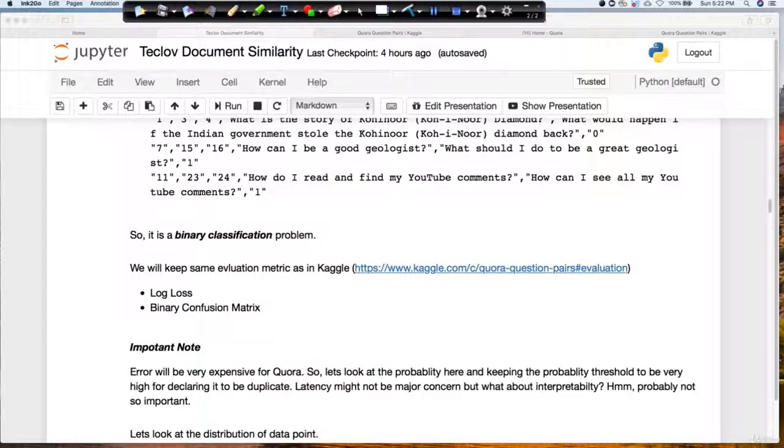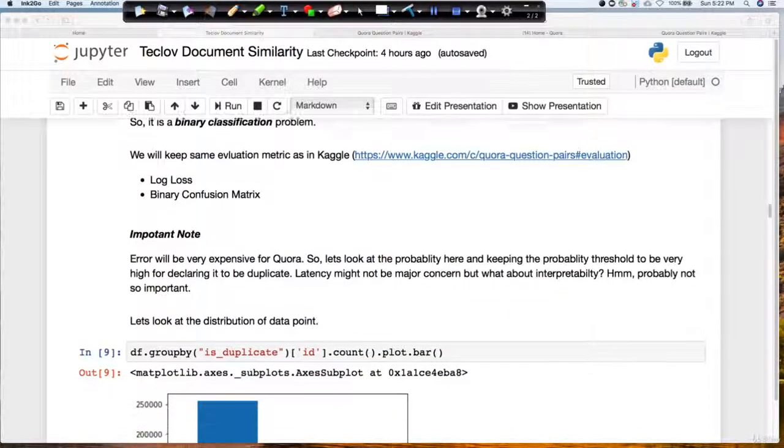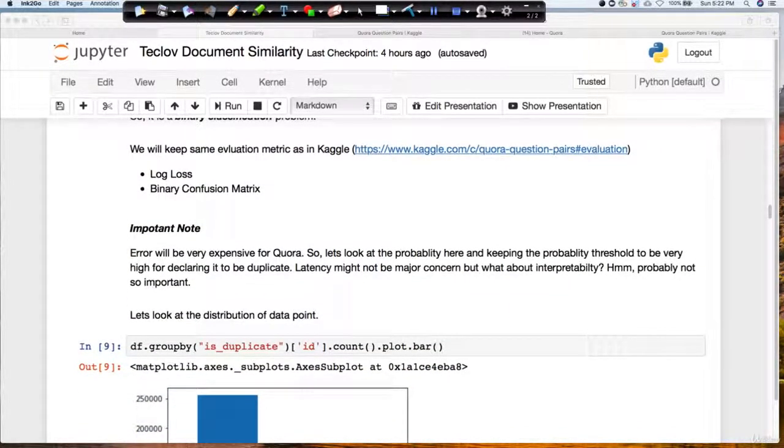We have also seen before, from the Kaggle competition, that we are looking for a minimum log loss. So that's the reason the evaluation metric is going to be log loss here. We are also going to look at the binary confusion matrix because that's what we normally understand more easily. So that's what we have added extra. Now there are a few things to keep in mind while solving this particular problem.